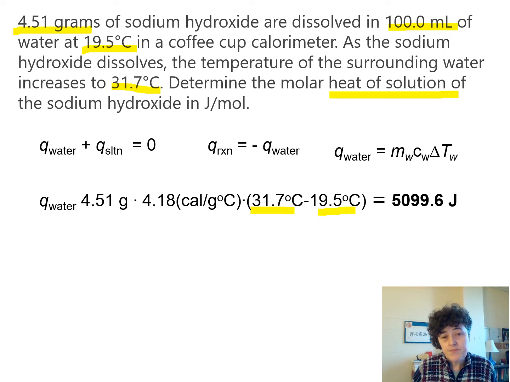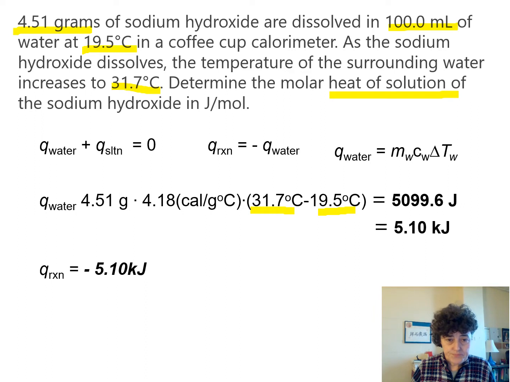The specific heat of water is as usual 4.18, and then we need the change in temperature: final temperature of 31.7 minus initial. So in this case, the change in temperature is positive. That will make the heat absorbed by the water positive, as it should be, because for the water it is an increase of energy. Therefore, using the proper sig figs and transforming into kilojoules, we get 5.10 kilojoules. So the heat given off by the solution is going to be minus 5.10 kilojoules. That makes sense because that's an exothermic reaction. So from the perspective of sodium hydroxide, it's losing energy. The system is losing energy.